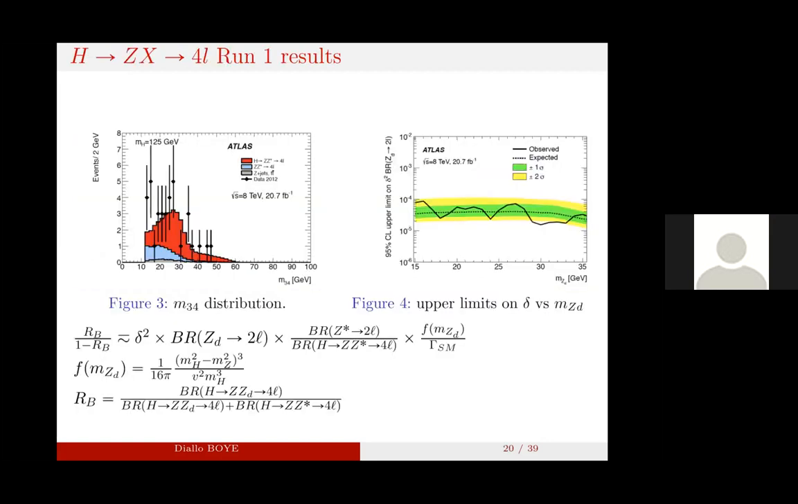Okay, so this is the result we got from the ZX channel, where the plot on the left-hand side is the M34 distribution. And we can see that the data and the backgrounds are in quite good agreement. And on the right-hand side is the limit at 95% confidence level set on the delta parameter versus the mass of Z dark.